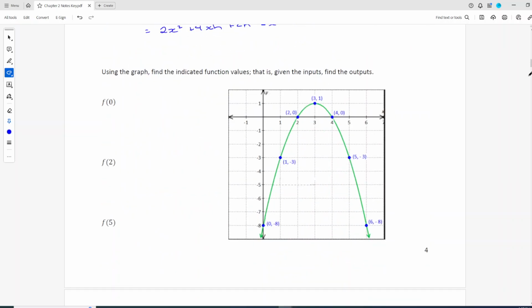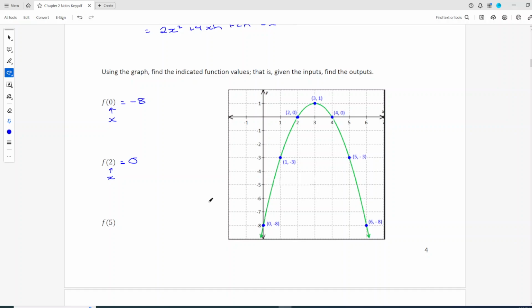The last thing we can do is, instead of giving you an equation that defines your function, we can give you a picture. And I could say again, find the value of your function at 0. They're giving you the x value of 0 and saying, what's the y value when x is 0? Well, x is 0 here, and the y value is -8. Same thing at 2. The x value is 2. What's the y value? 0.